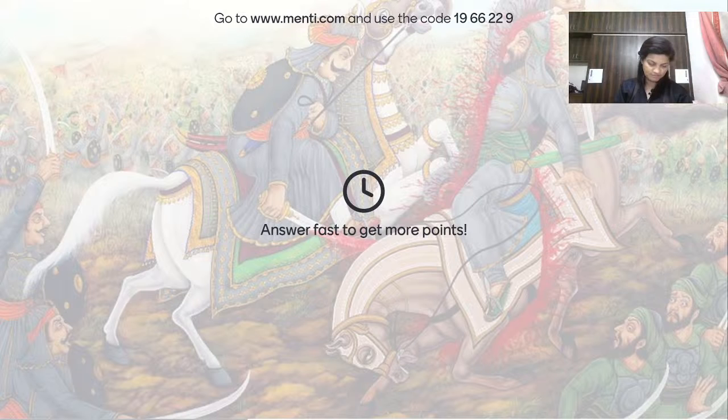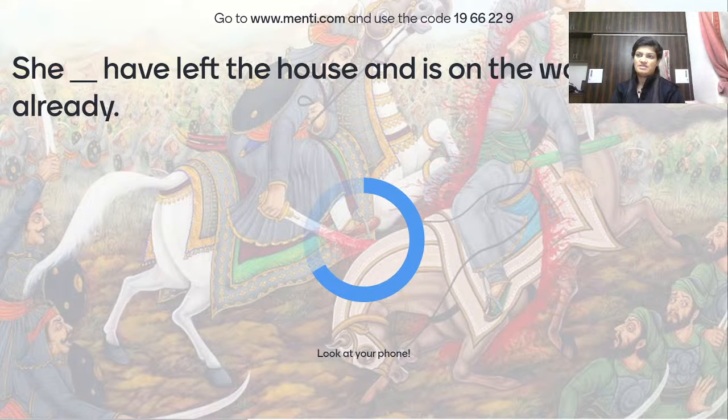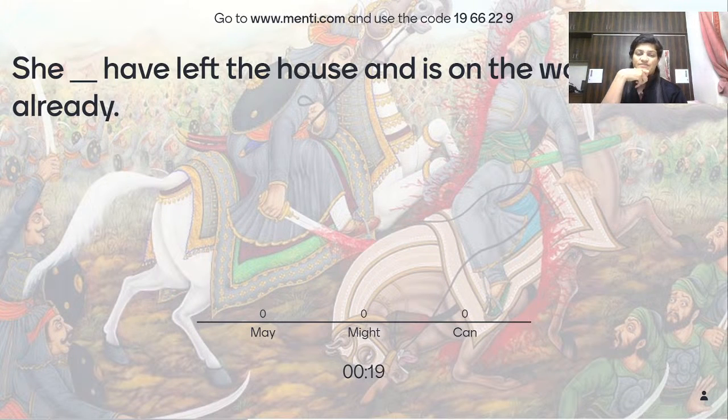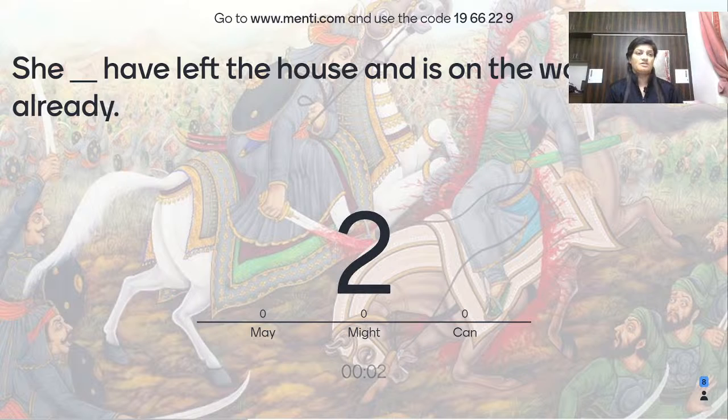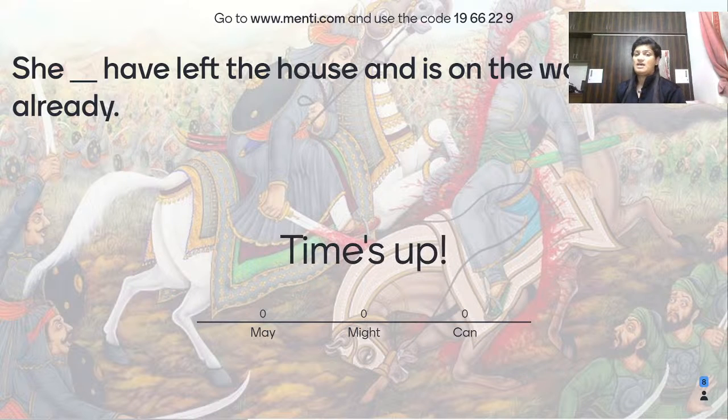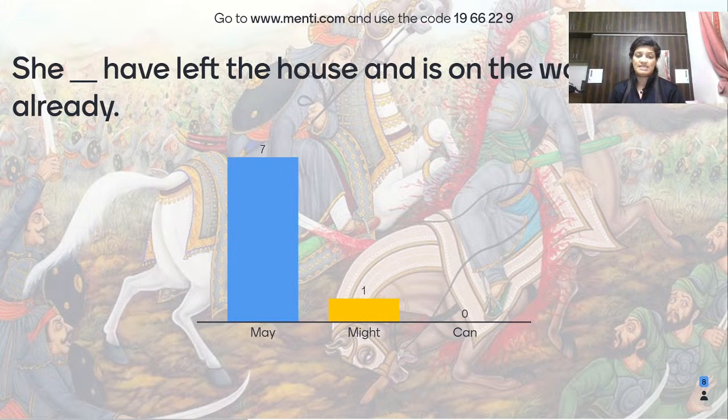Question number 9. Answer fast to get it. She dash have left the house and is on the way already. Now let us talk about she dash have left the house. Choose the one which fits better. Tell me if it is a present or past action. She dash have left the house and is on the way already.